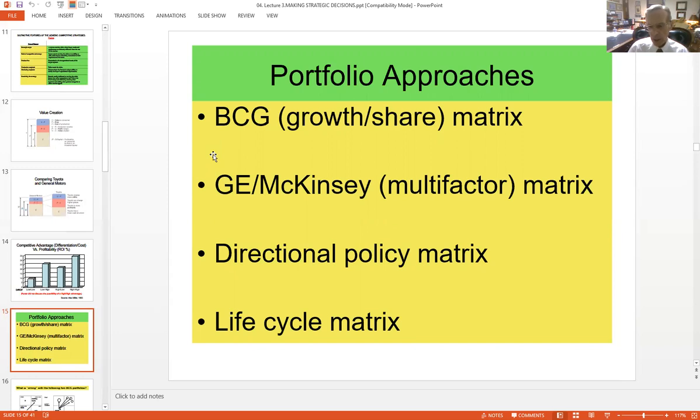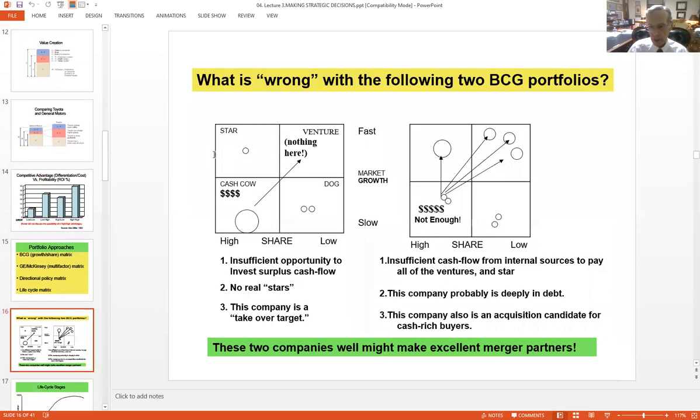The directional policy matrix just takes a look not at what our current position compared to competitors is, but how well our capabilities and products are suited for future market conditions. And then finally, the life cycle, and we will certainly get into that. All right, so this is the BCG matrix.